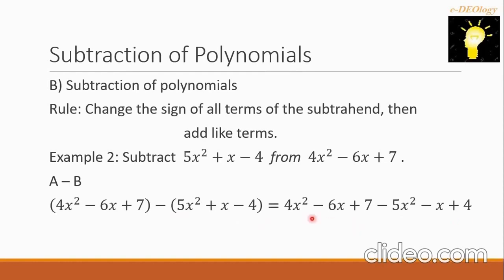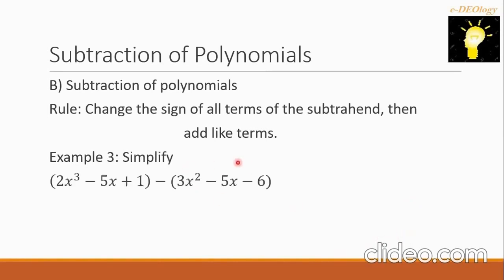And from here, we will combine similar terms. The 4x squared and the negative 5x squared, we can add together. We will get the negative x squared. Negative 6x and negative x, with both negatives, we will combine them. It becomes negative 7x. And for our constants, the 7 and the 4 becomes 11. So the final answer is negative x squared minus 7x plus 11.